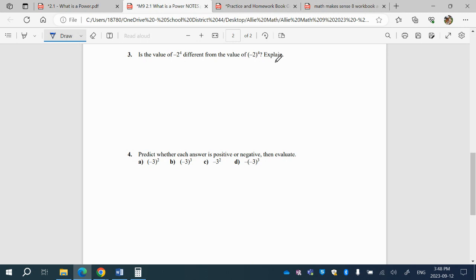Okay, so the answer is yes. This one is going to look like this. Negative 2 times 2 times 2 times 2. So that gives you 16 with the negative on the outside. So negative 16. But this one is going to be negative 2 times negative 2 times negative 2 times negative 2.